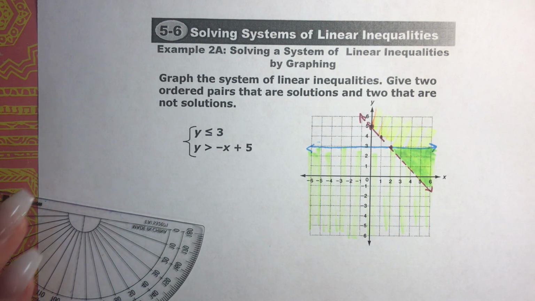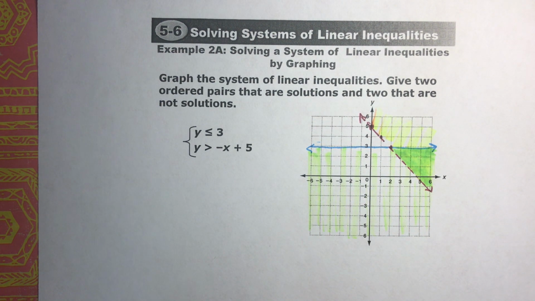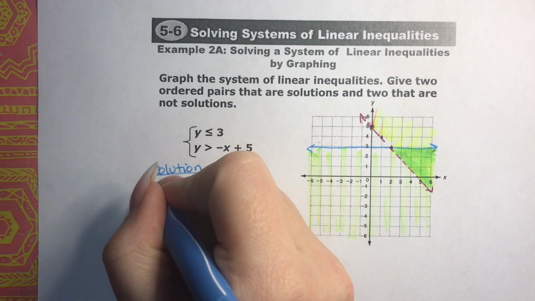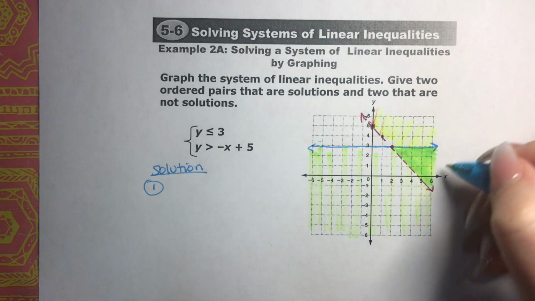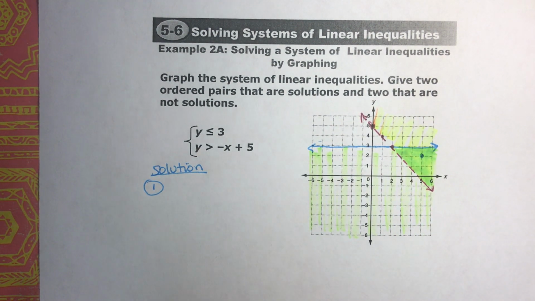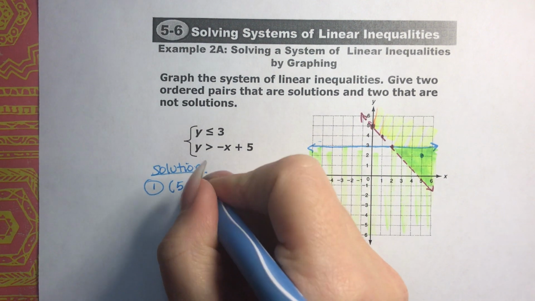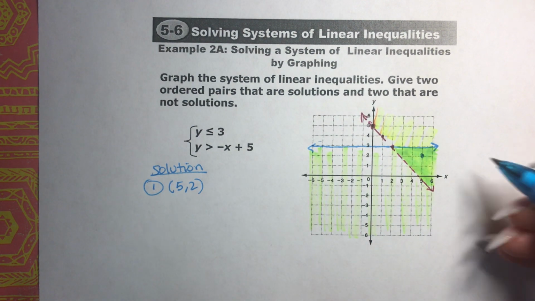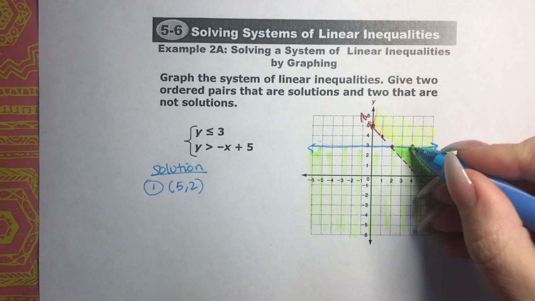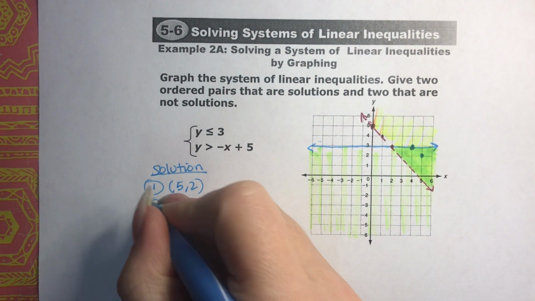So the next thing we have to do is say 2 solutions. It's really anything in here. So I can say this ordered pair, that is (5, 2). So (5, 2) is a solution. And also, since it includes anything on this line, I'm going to say this, which would be (4, 3). So that's a second solution.